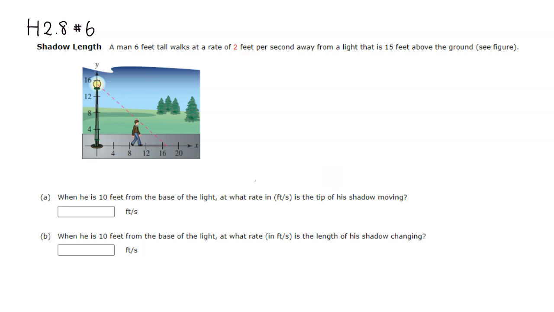All right, let's look at homework 2.8, problem number 6. This is a shadow problem. A man 6 feet tall walks at the rate of 2 feet per second away from the light. So he's walking this way, 2 feet per second.